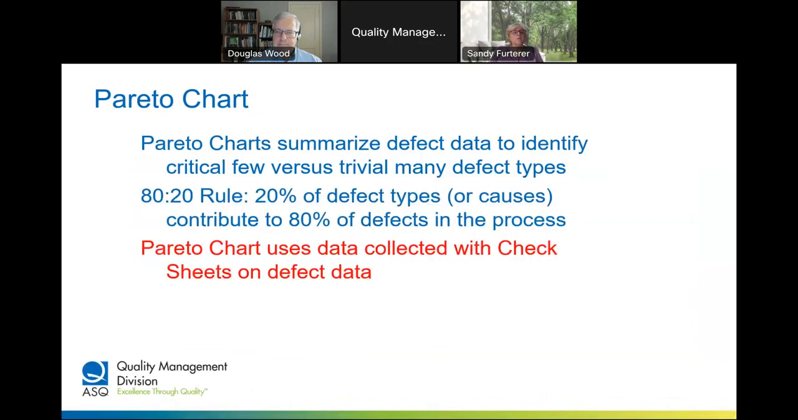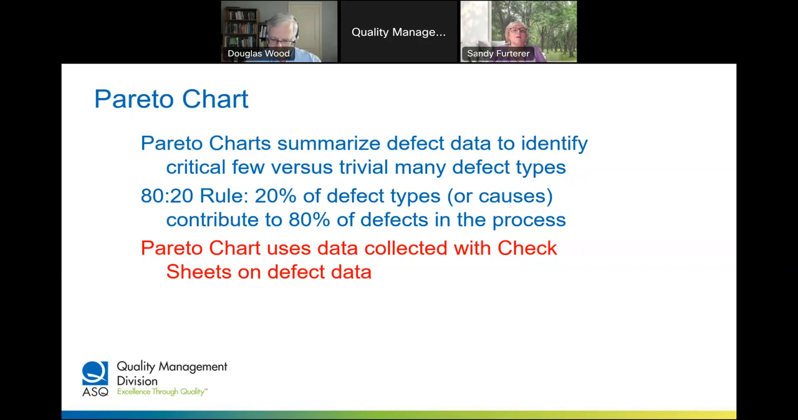And then counting these up, we move into the Pareto chart, which helps us, of course, to summarize our defect data. You've probably all heard of the 80-20 rule that was developed by Pareto back in, I think it was the 1600s in Italy, where he found that 20% of the people had 80% of the wealth. Well, we've seen that go to about 1 to 99 these days. But I guess we have to have a new principle, the 1 to 99 principle. But this one says about 20% of the defect types or causes contribute to 80% of the defects in our process.